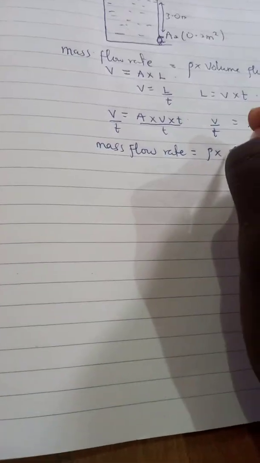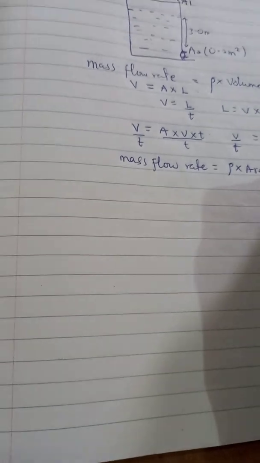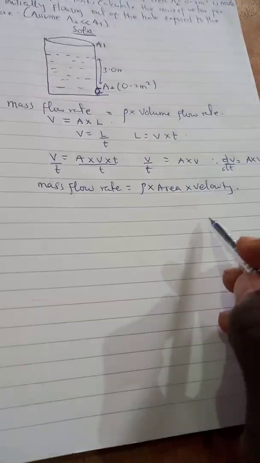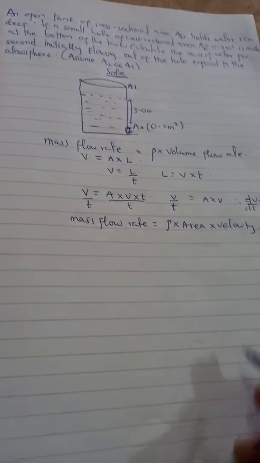So from the mass flow rate, we can conclude our formula to be equal to the density times the area times the velocity. From the question, we know that we are dealing with water, and the density of water is 1000 kilograms per meter cubed. The area we are dealing with is the small part, that is A2, which was given to be 0.2 meters squared. But what about the velocity? How do we get the velocity at which the water will be effluxing from this point?